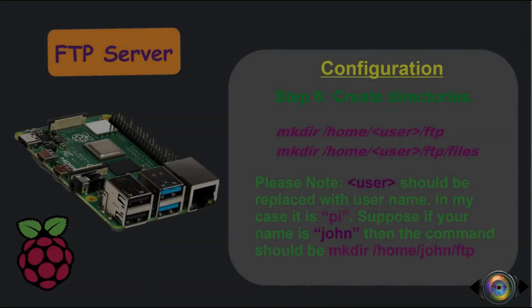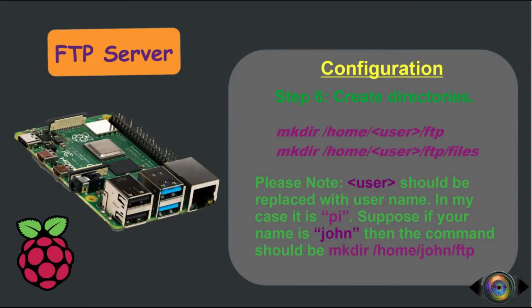Now we need to create directories to send and receive files using FTP. Use mkdir command to create folders. The folders should be created inside user folder under home. In my case it is Pi. Suppose if your name is John, then the command should be mkdir space forward slash home forward slash John forward slash FTP.